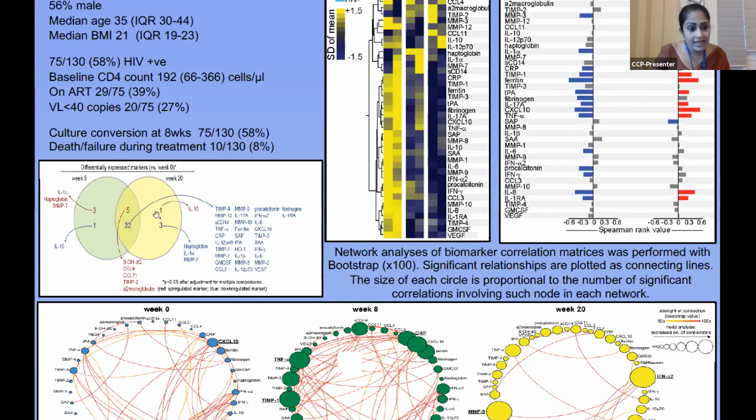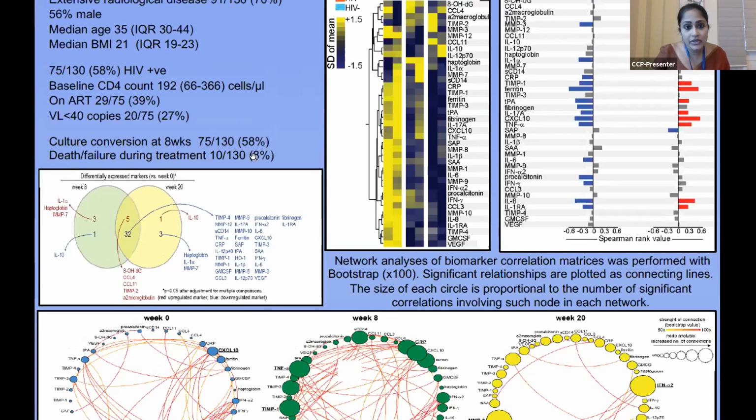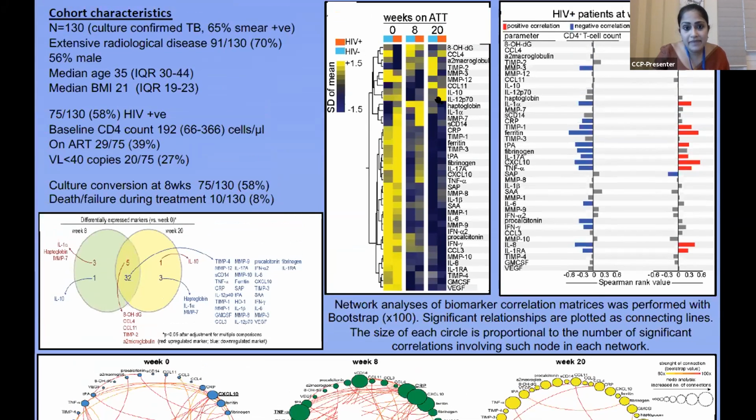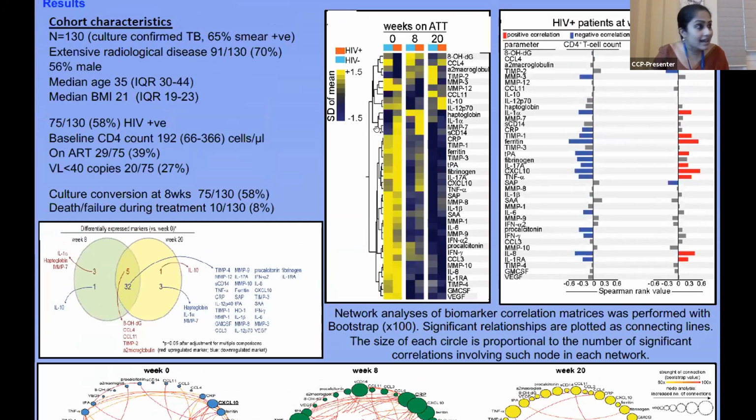But there were some that increased at 8 weeks, such as IL-1 alpha, but by 20 weeks had decreased. Similarly, IL-10, which we know is anti-inflammatory, had decreased at 8 weeks, but had increased at the end of treatment. So then I take you to this heat map. This heat map shows you at a glance, in these 39 analytes, the response to treatment at baseline, 8 weeks and 20 weeks.